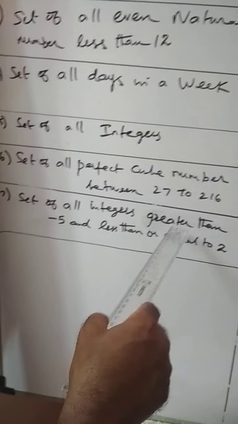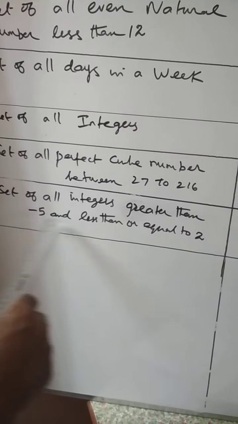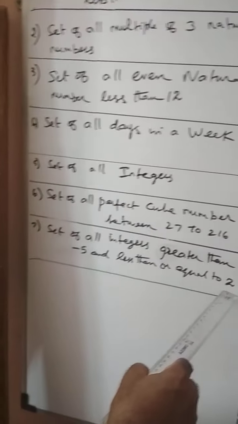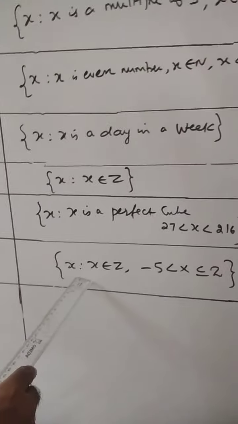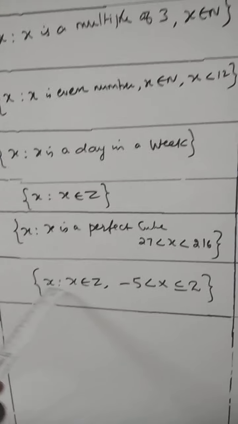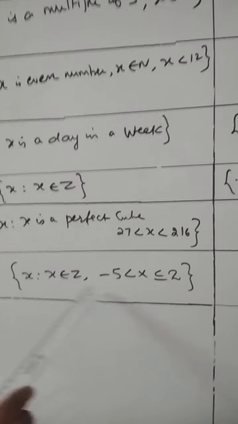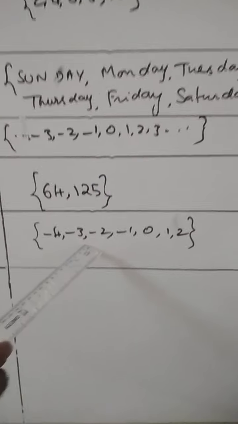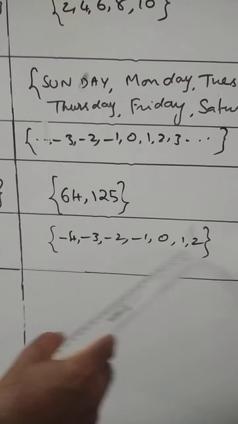Then the seventh example, set of all integers greater than -5 and less than or equal to 2. So write it in words, descriptive form. In rule, set builder form: set of all x, x is an integer, -5 less than x less than or equal to 2. Here write all the numbers: -4, -3, -2, -1, 0, 1, 2.